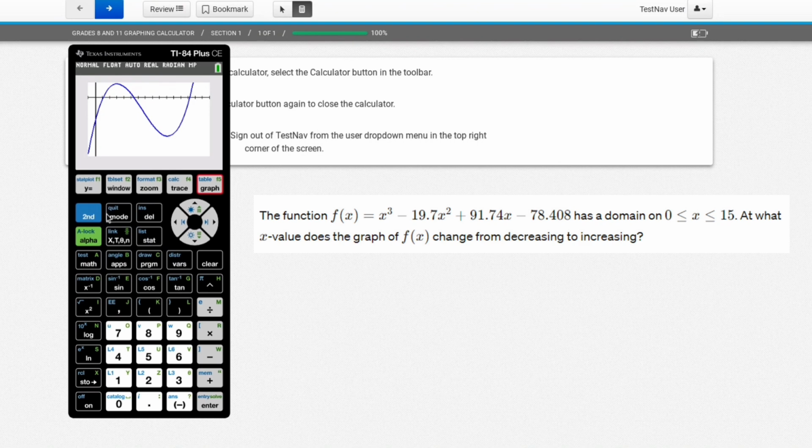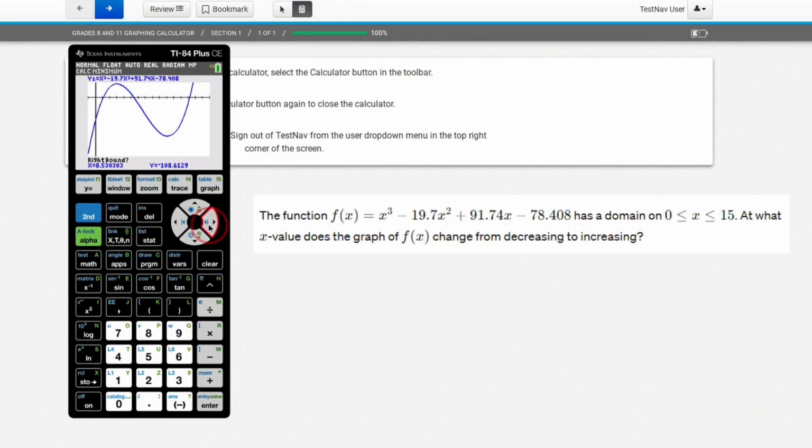Local minimum. Now, how do I find a minimum value? Go to second, calc. There you are, minimum. So you can hit 3 or you can scroll down and there it is. Now it gives you a little blinky thing and we want to put the left bound on the left side of our minimum. So it's already there, so let's hit enter.